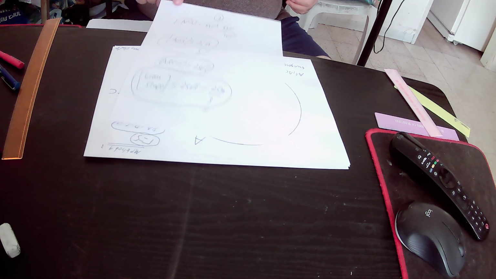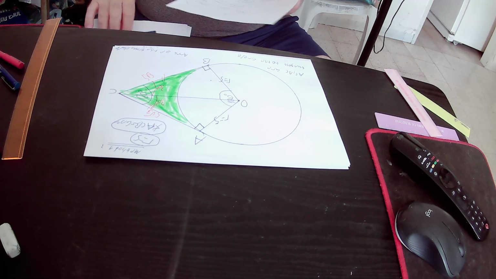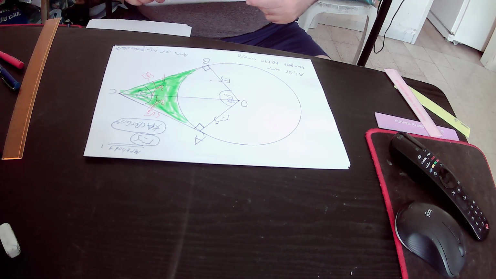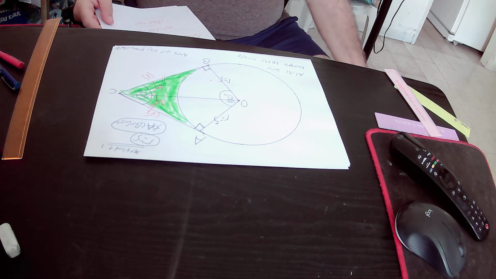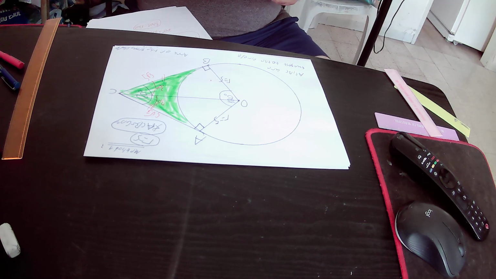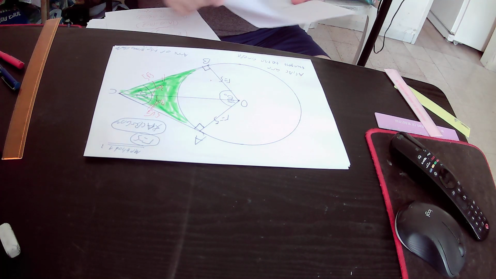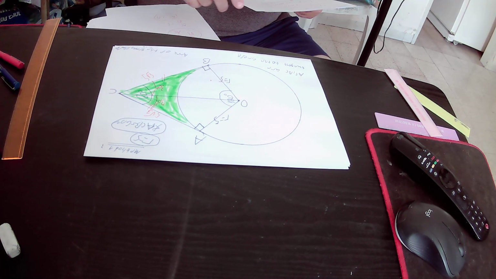So we finished with method 1. Okay. So in the next step, we'll find the area of this green shape in a second method.